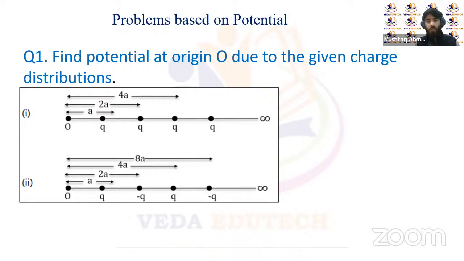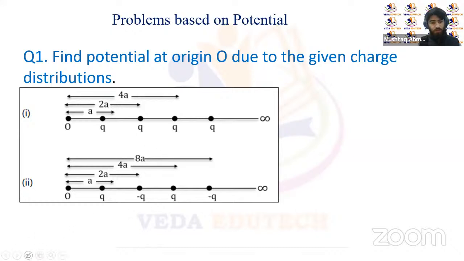The problem is to find the potential at origin O due to the given charge distributions. So this is the given charge distribution in this diagram, right? We have two charge distributions in this diagram, and we have to find the potentials at origin O due to all these infinite charge distributions, right?